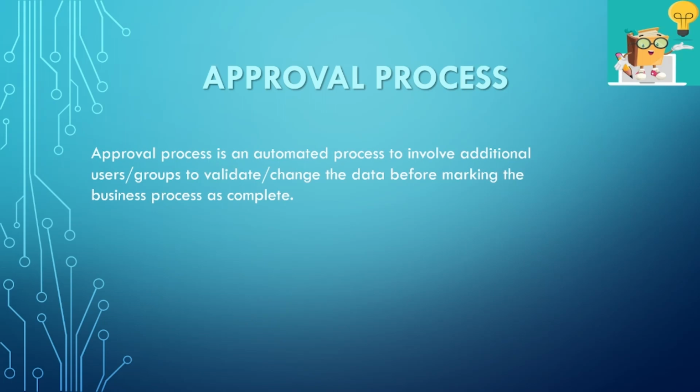So in today's video, we are going to talk about the approval process in Salesforce. So what is an approval process? Approval processes, not only in Salesforce but in general, are basically automated processes where you add certain additional users or groups to validate or make changes in your data before you mark the business process as complete.